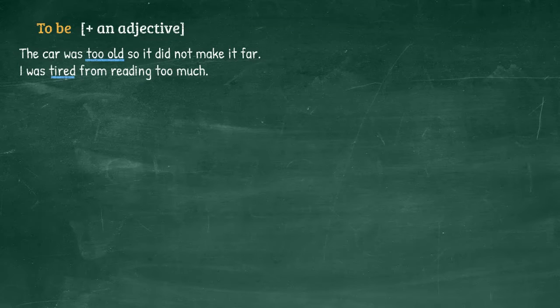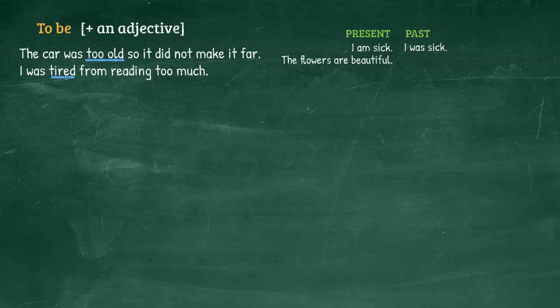This is all actually very similar to the simple present, if you remember. In the present tense, we say I am sick. And in the past tense, we say I was sick. In the present, the flowers are beautiful. In the past, the flowers were beautiful.